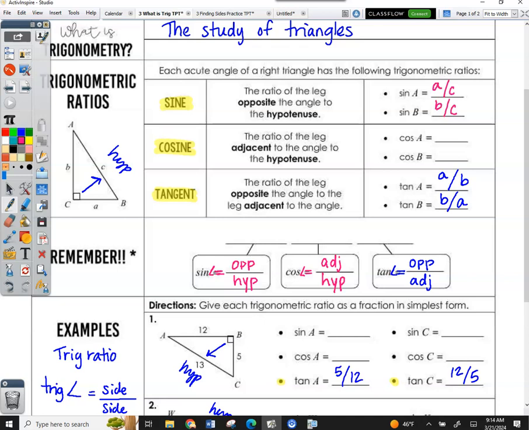That's sine. Cosine is adjacent over hypotenuse. Cosine of angle A. Now it can't be the hypotenuse. Remember, that's the hypotenuse. What's cosine of angle A? Little b over C. Cosine of angle B, little a over C.